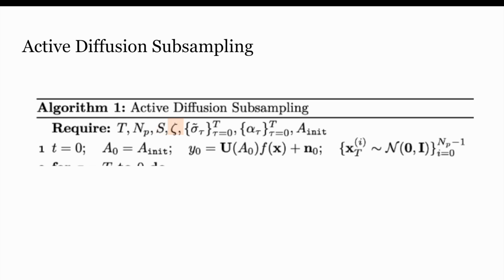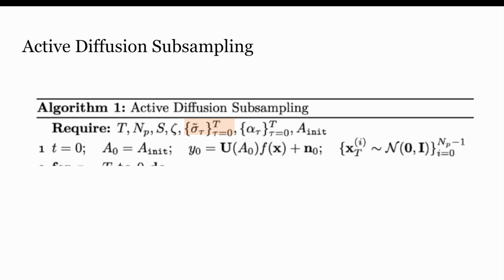Then we have the diffusion guidance weight. This is just a weight for our likelihood, which determines how strongly we listen to our measurements versus the prior. If you're unsure what I mean by that, I recommend going back to the diffusion posterior sampling paper and taking a look there, because it comes from that.